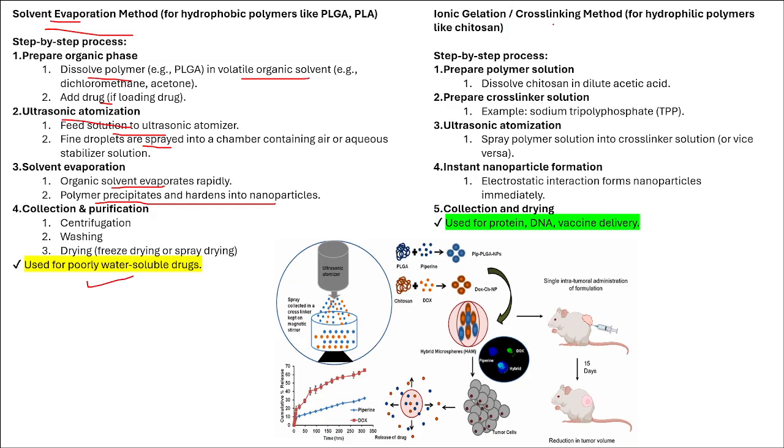The other one is the ionic gelation or cross-linking method. This is for hydrophilic polymers like chitosan. So in this, chitosan is dissolved in dilute acetic acid, with TPP, and then again we spray the polymer solution into the cross-linker solution. Electrostatic interaction forms nanoparticles immediately. So here there is precipitation happening, and then there is electrostatic interaction. This is basically done for protein, DNA, and vaccine delivery.